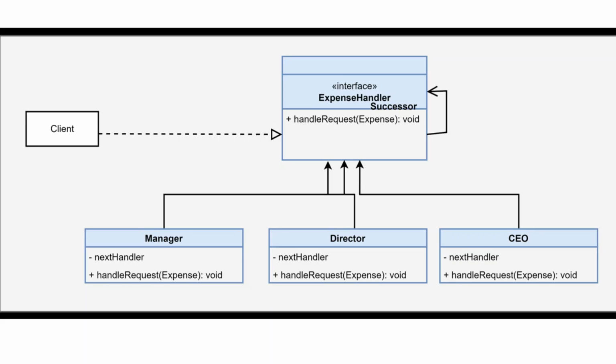To illustrate this pattern, let's consider a real-world scenario. Imagine an expense approval system where requests need to pass through different levels of authorization. We have three concrete handlers representing a manager, director, and CEO. Each handler has a maximum approval limit. If the expense amount is within the handler's limit, it approves the expense, otherwise, it passes the request to the next handler in the chain.